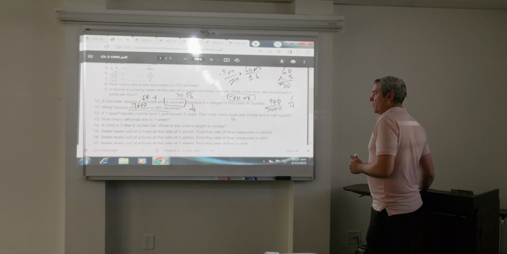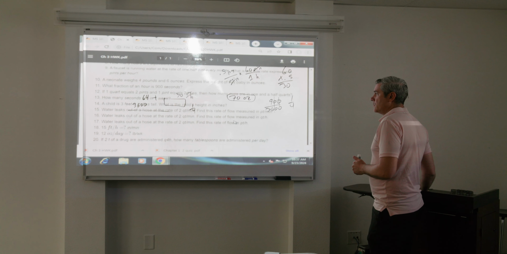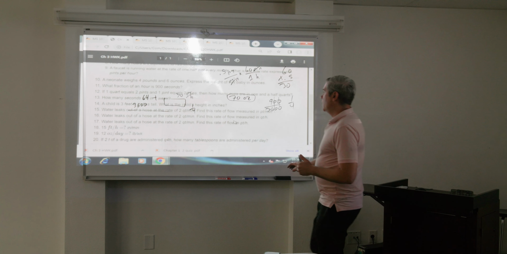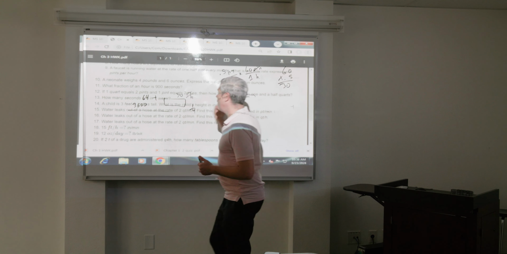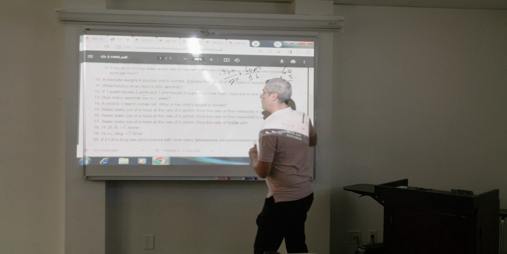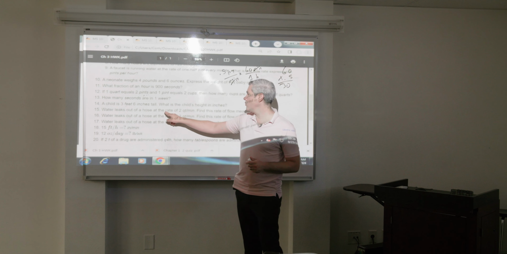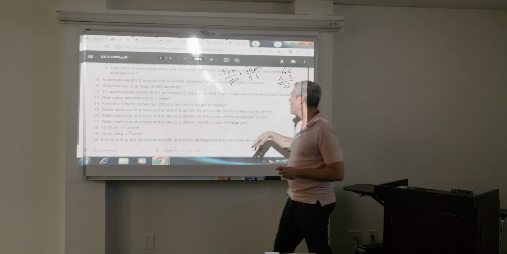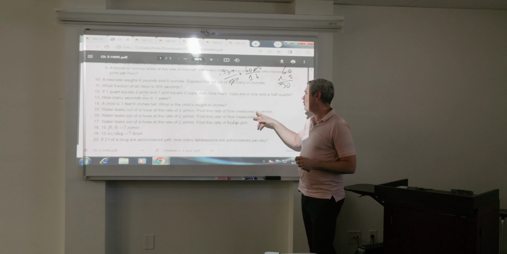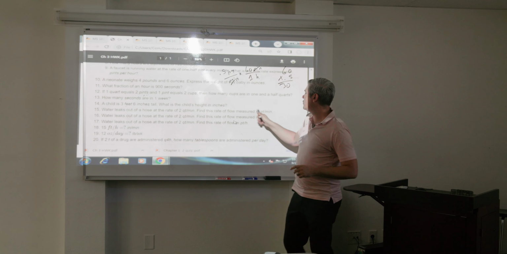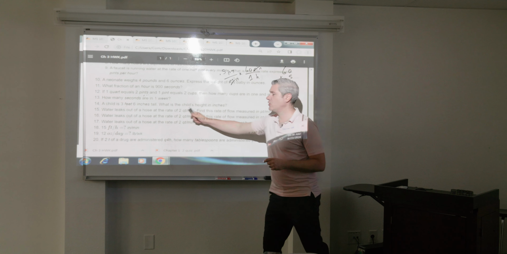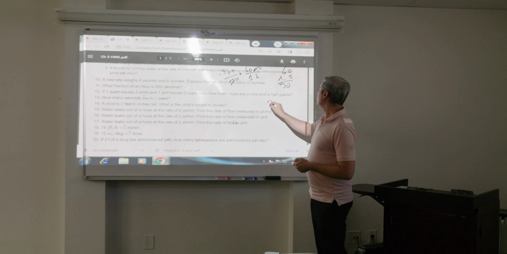And let's do some on the bottom, guys. Let's do, for example, number 15. Number 15 says, water leaks out of a hose at a rate of 2 quarts per minute. What would be the rate of flow measured in pints per minute? So we just got to worry about converting the quarts to pints. So 2 quarts per minute. We leave alone the minutes.